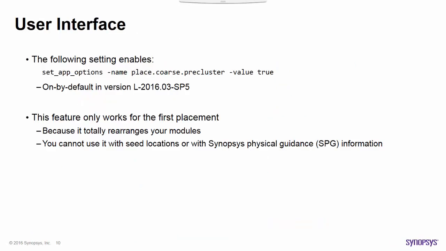User interface. To support this feature, we have introduced a new app option, place.coarse.precluster, and it is on by default. Pre-clustering placement works only for the first initial coarse placement, so please note that it does not support the SPG flow.